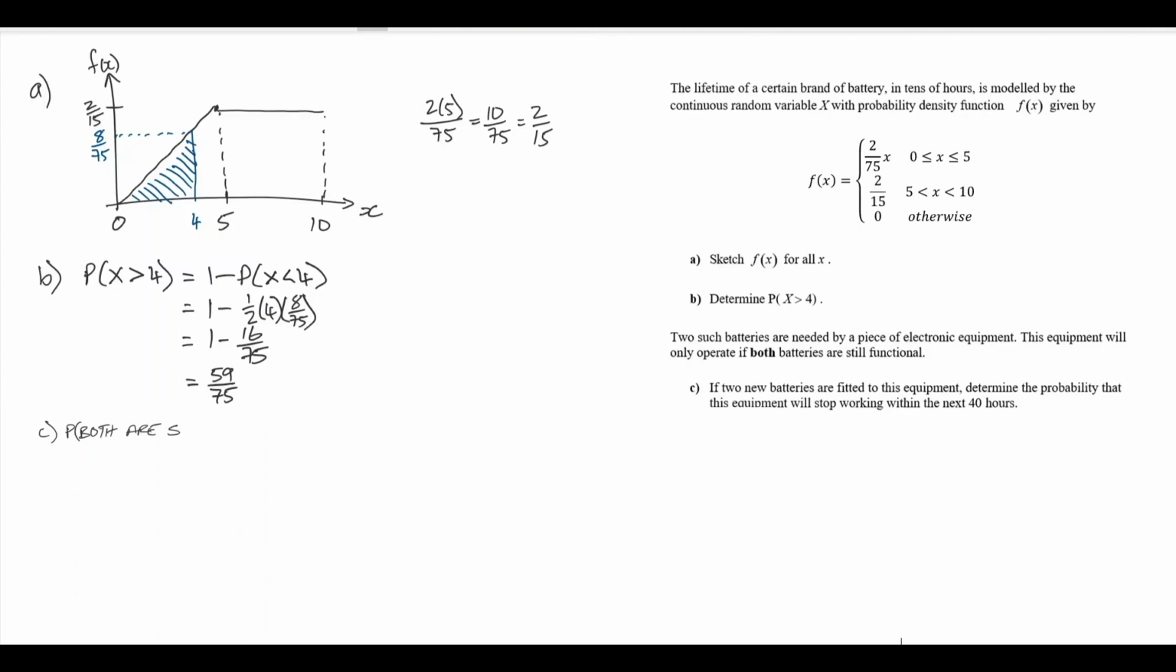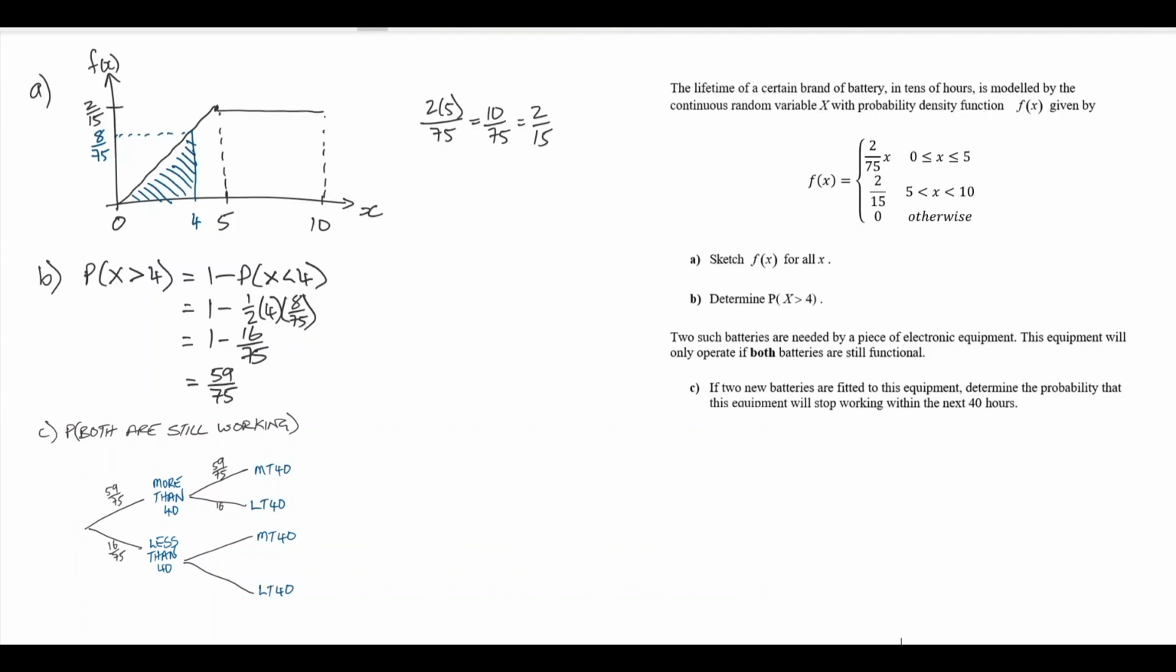Before part C, we're told that 2 batteries are needed for a piece of electronic equipment. This could be a remote control or a drone that's flying in the air. This equipment, whatever it is, will only operate if both batteries are still functional. If 2 new batteries are fitted to the equipment, determine the probability that this equipment will stop working within the next 40 hours. It will only continue to work if both the batteries are functional. So we just need to find the probability that both of the batteries are functioning after 40 hours.